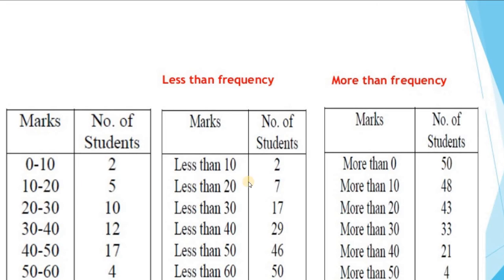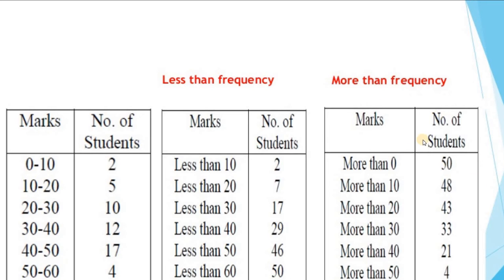Next step, 20 to 30, we need to add this 7 plus 10. Okay, already we got 7, that 7 plus 10, 17. Next step, 17 plus 12, 29. 29 plus 17, 46. 46 plus 4, 50. This is the method to find out the less than cumulative frequency.